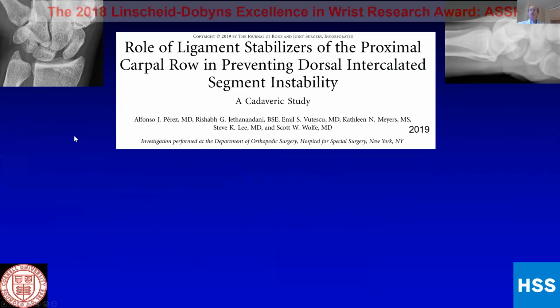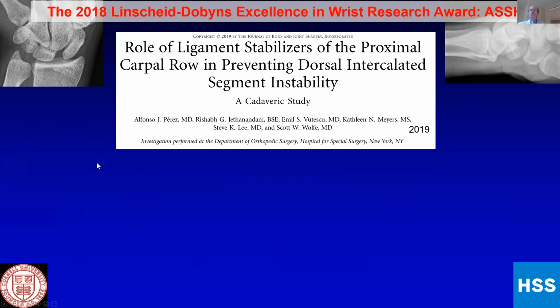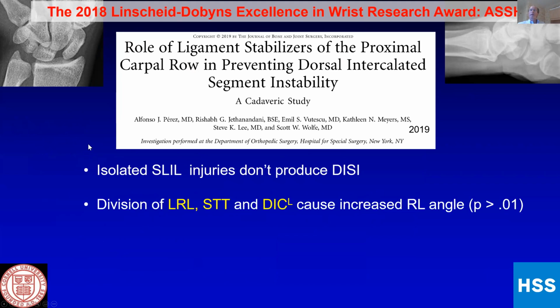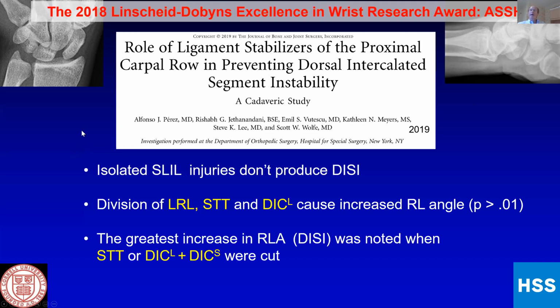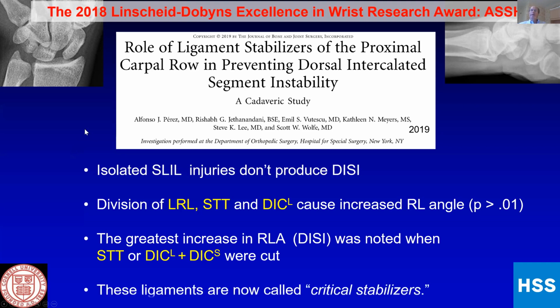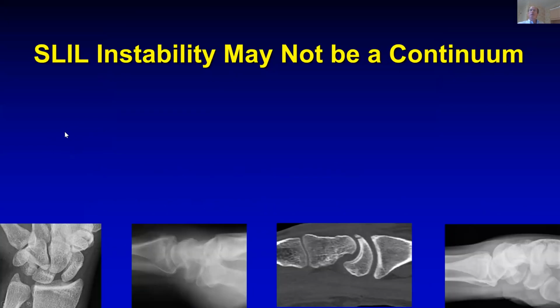A recent cadaveric study by our group demonstrated that scapholunate injuries alone do not cause DISI. That division of the long radial lunate, the STT, or the DIC lunate attachments cause statistical increases in radiolunate angle, but the DISI was only noted when the STT or the complete DIC were divided in addition to the scapholunate ligament. We now refer to the STT, the long radial lunate, and the DIC as critical stabilizers of the carpus.